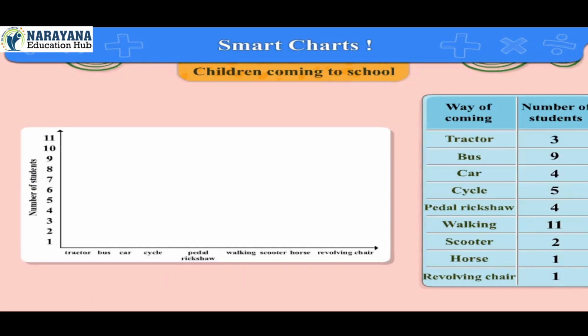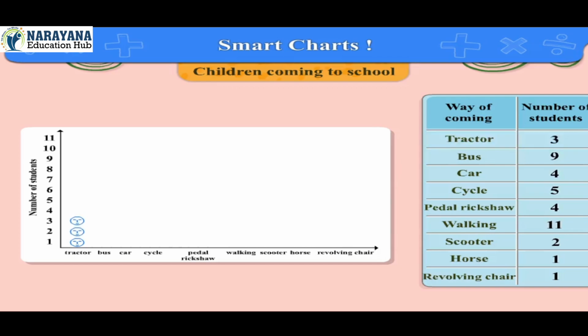To draw the chart, on the horizontal line we will write tractor, bus, car, cycle, pedal rickshaw, walking, scooter, horse, and revolving chair. On the vertical line, we will write the number of students up to 11. With every type of way of coming, we will draw the symbol for each student. 3 students come to school by a tractor. So, we will draw 3 symbols.